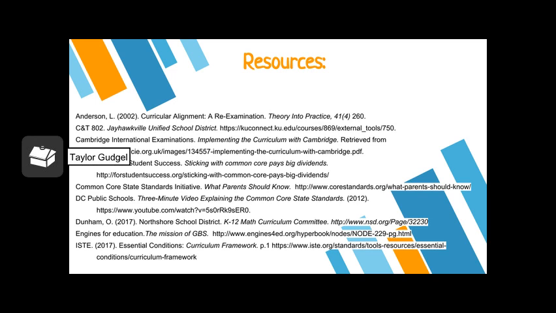On the following 3 slides, you will see our resources that we used in order to create our curriculum planning process.